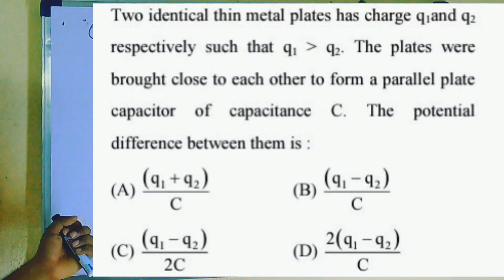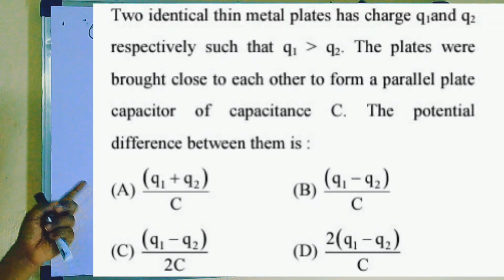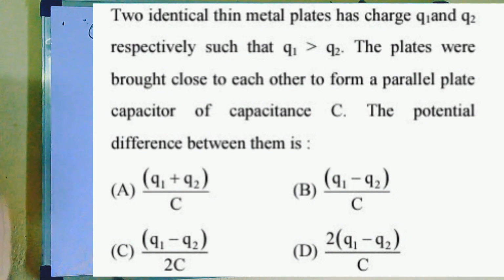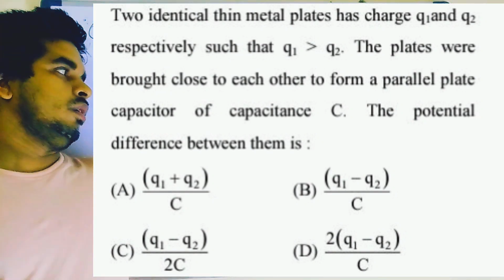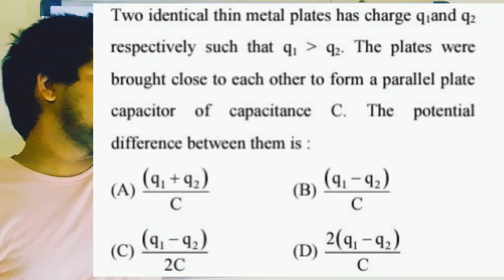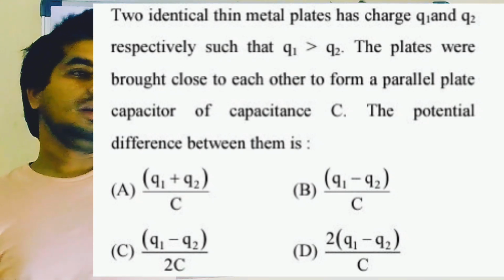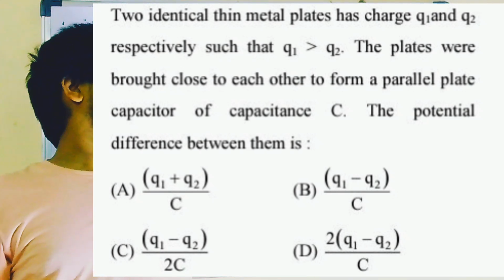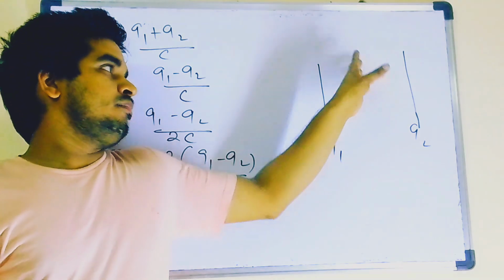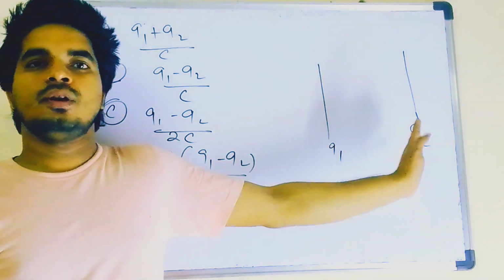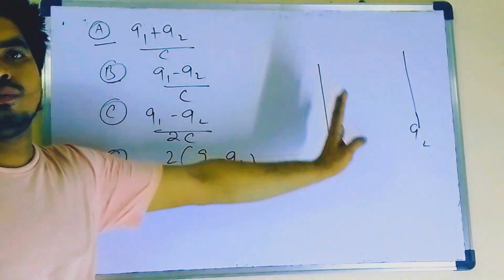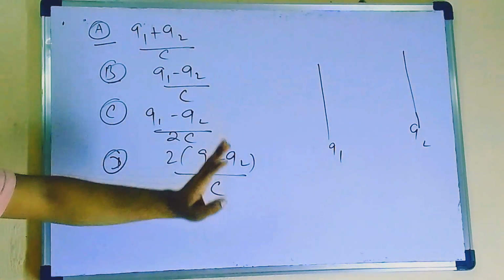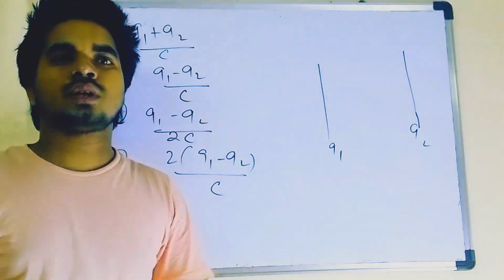Read the question on the screen, then come back here. The question says there are two plates. On the first plate is charge Q1, on the second plate is charge Q2. Then we bring them close to each other, and obviously a parallel plate capacitor will form. So when the parallel plate capacitor forms, what is the potential difference of this capacitor?